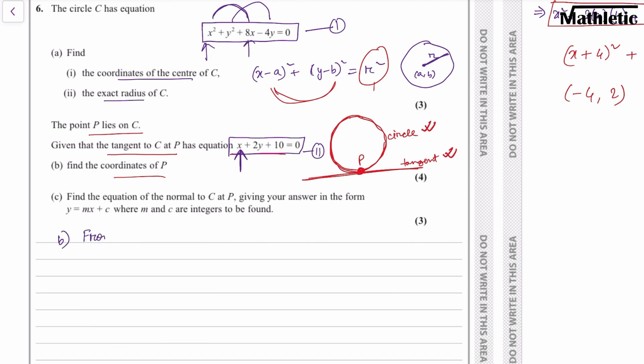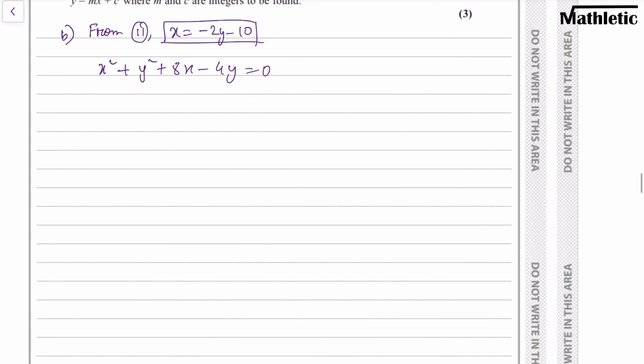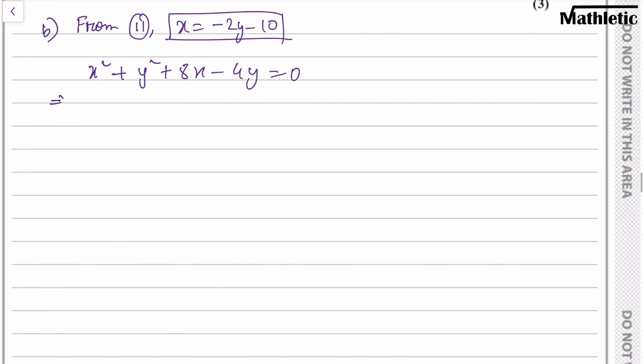So from equation 2, x is actually minus 2y minus 10, and then I will replace this in the first equation, the circle equation. So this will be x square plus y square plus 8x plus 4y equals 0. In this equation I will replace the expression of x.